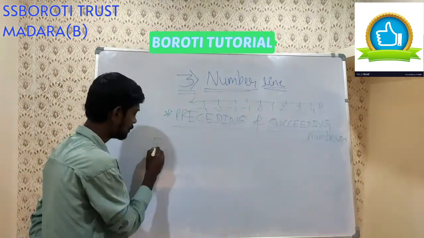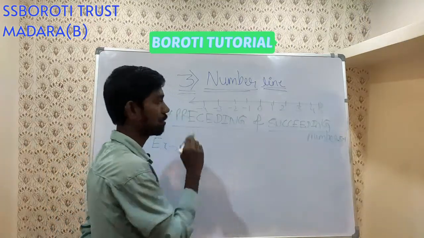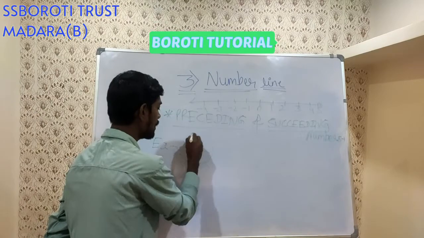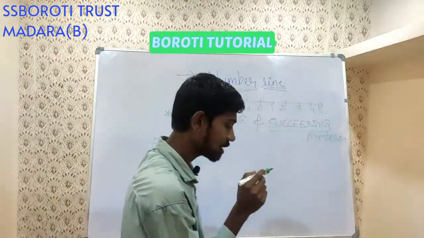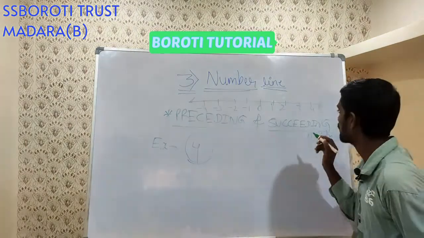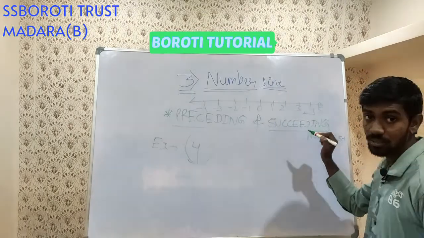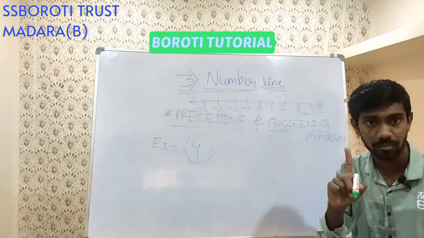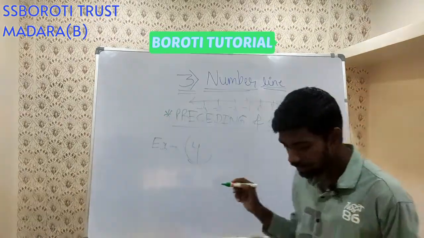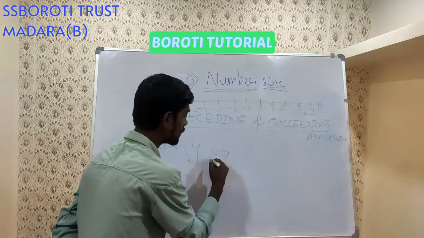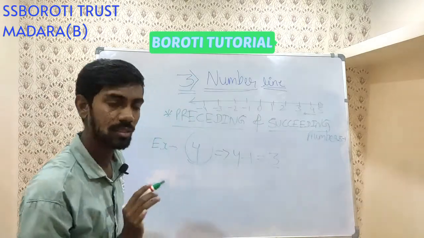For example, if you have to find the preceding number as well as the succeeding number of the number 4, what do we do? The preceding number is the number which is left to the given number, which is 4, or the number which is decreased by 1. You can even get the preceding number by subtracting 1 from the given number: 4 minus 1 equals 3. So the preceding number of 4 is 3.